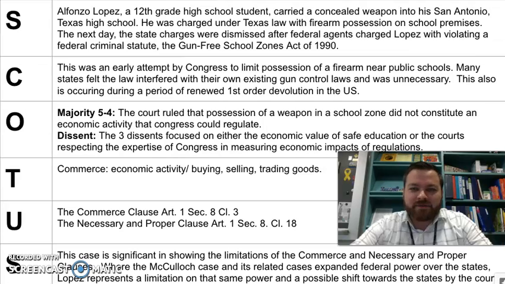This case has to do with a couple different things. So, Alfonso Lopez is a high school student. He carries a concealed weapon into a San Antonio high school. That's bad. He shouldn't have done that. That's a huge mistake as a student. Don't do things like that. He's charged under a Texas law with firearm possession on school premises.